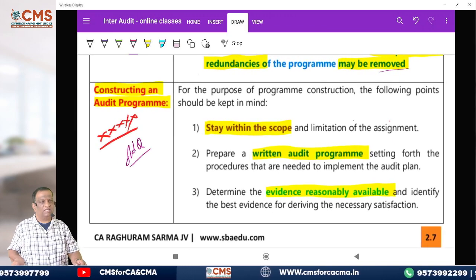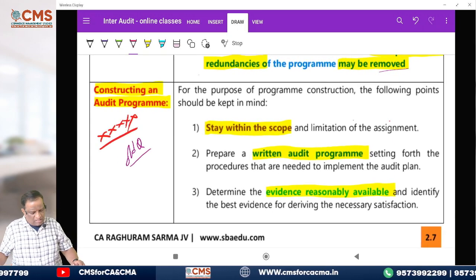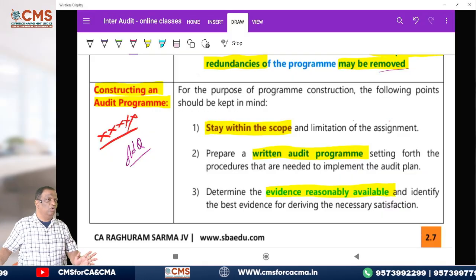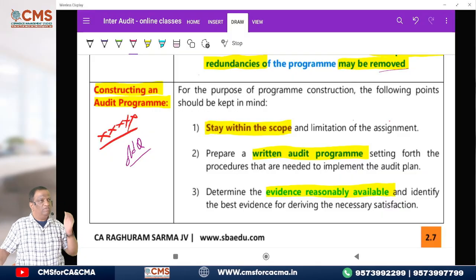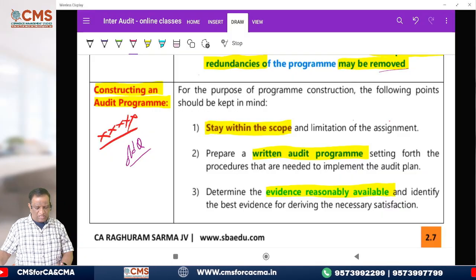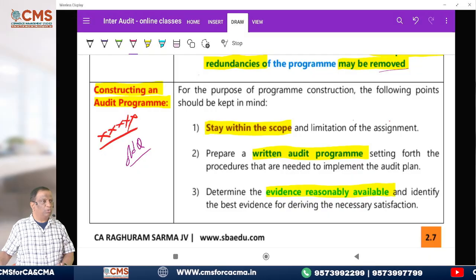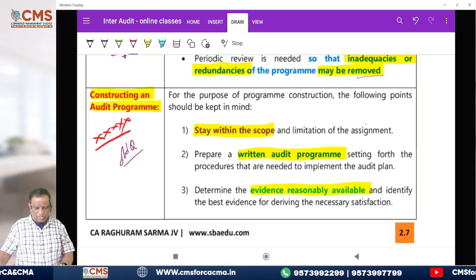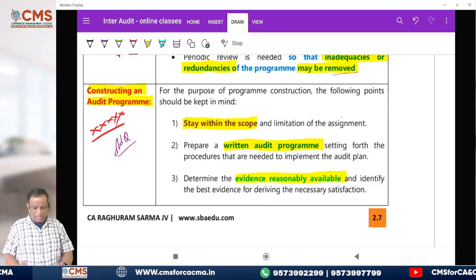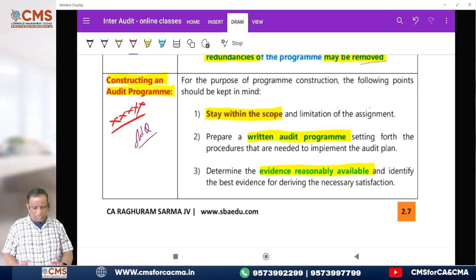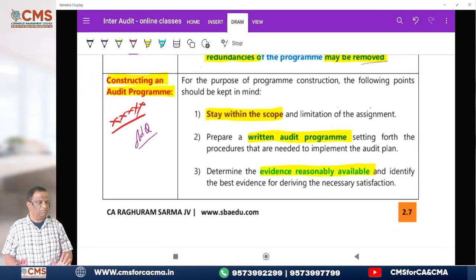And the old traditional question was this: earlier it was important, but of late he is not asking it. But if you see the old scanner questions, you will see this being repeated multiple times. Whenever I am preparing a program, what are the matters I should keep in mind? Whenever I am preparing an audit program, I should keep these points in mind. It's a straight and simple question.